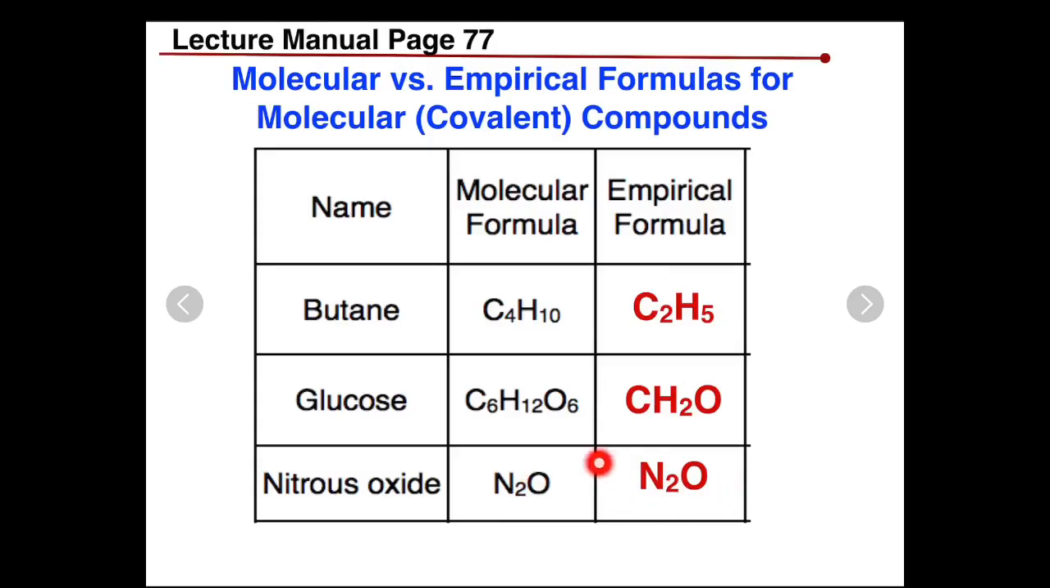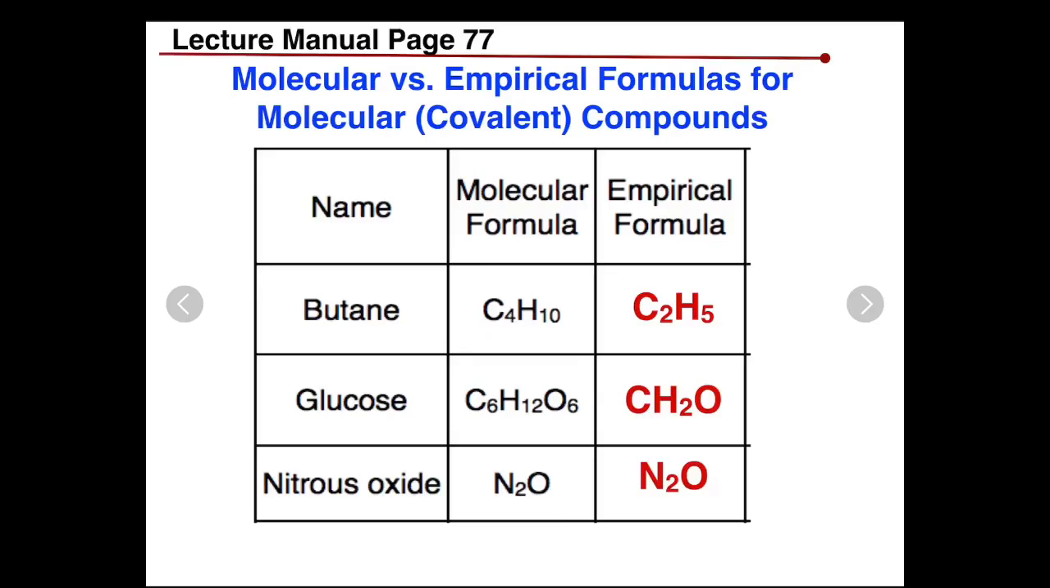Again, the importance of the empirical formula is that scientists would determine this first, and then after they know the simplest ratio, they can deduce the actual ratio if they know the overall mass of the molecule. Okay, so we are going to learn about this calculation technique in a few slides here.